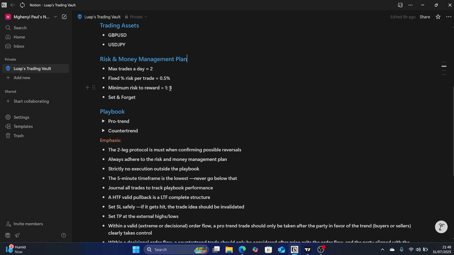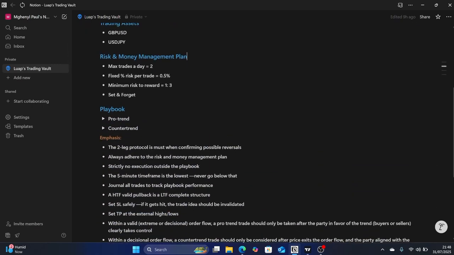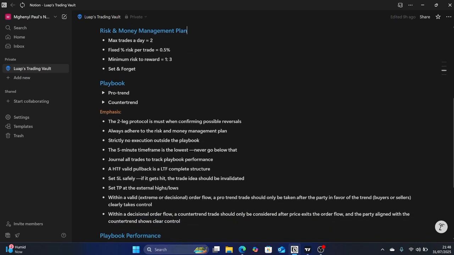Like I said here, a restricted trader is a profitable trader. You should have restrictions in your trading if you want to be profitable, and on all the rules and everything that is actually in your trading. Because if you just write these things but you don't follow them, then what's the need of writing them? They're just there without any implementation. You need to rigorously follow them.